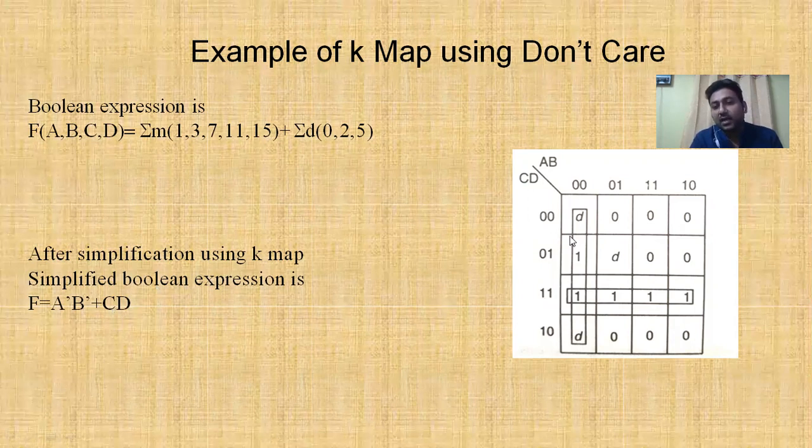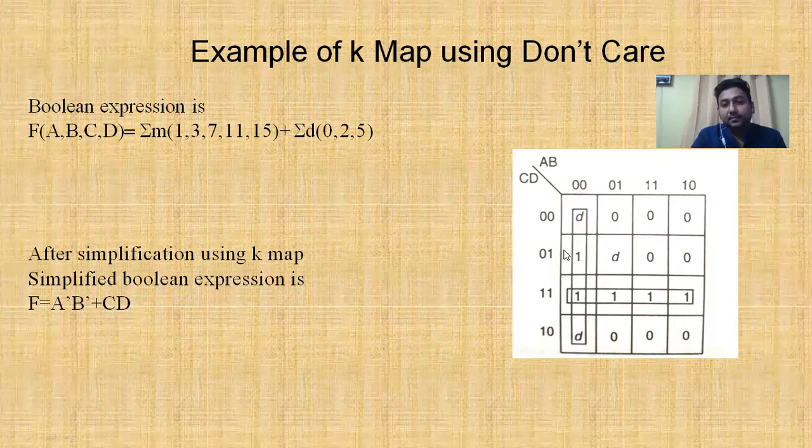And for this one we include the don't care. If we do not include the don't care, we cannot group these 4 elements. We can group only these 2. So with the help of don't care, we can minimize the term.